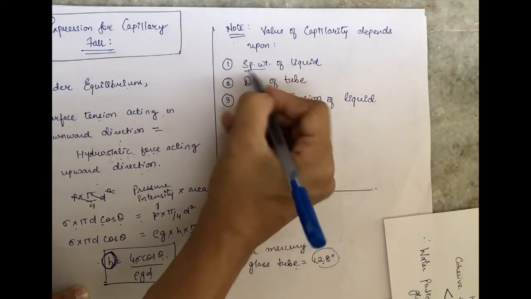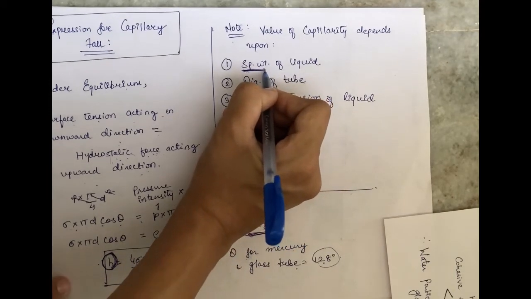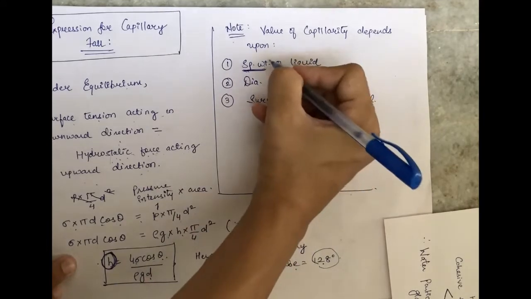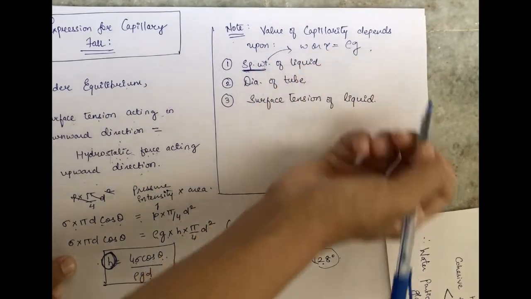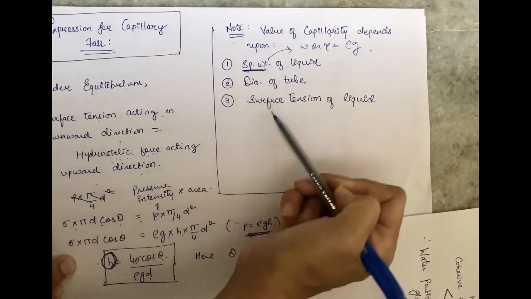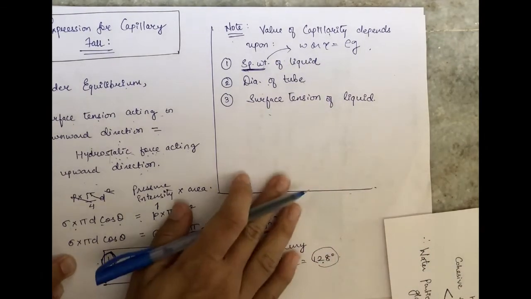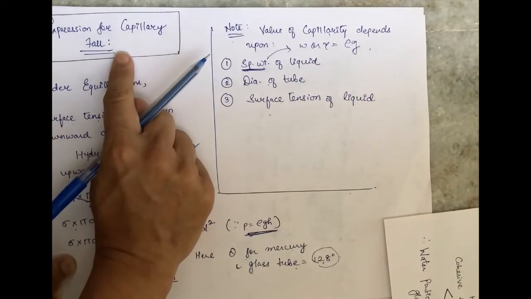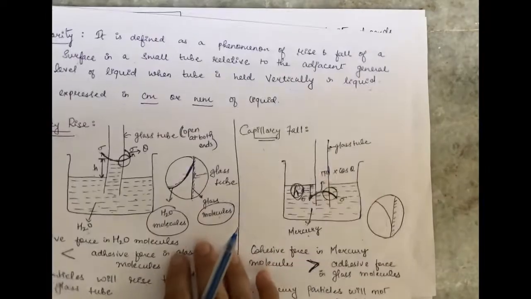Specific weight is the term which we learned in our previous video. If you remember, specific weight or weight density, W or gamma, is equal to rho g. So the value of capillarity depends upon specific weight, diameter of tube, as well as surface tension of liquid. So this was the expression for capillary fall. You have to remember only two things, that capillary fall is possible.